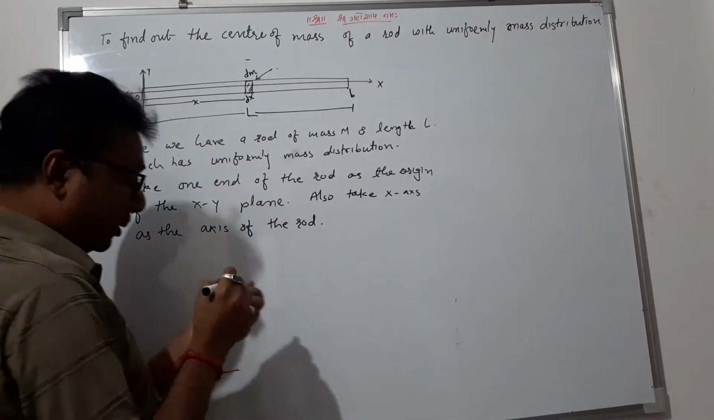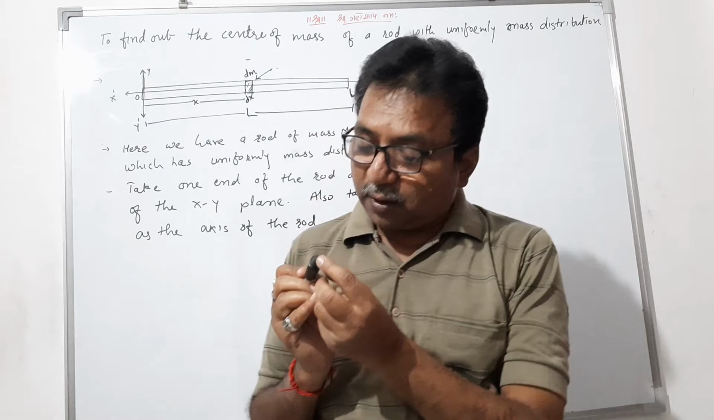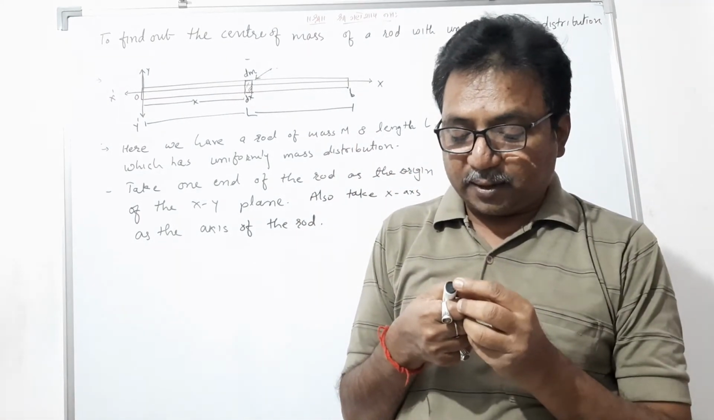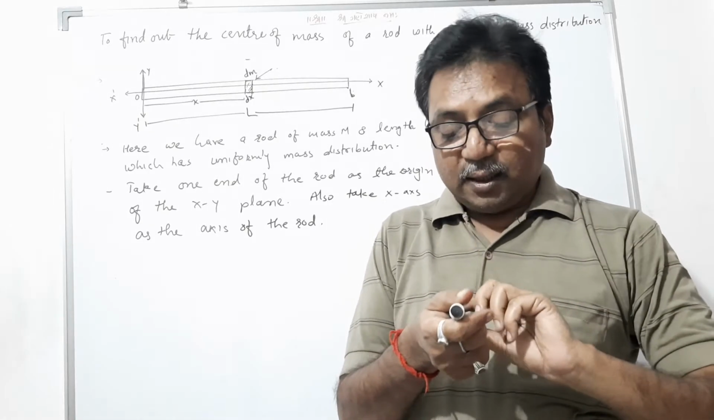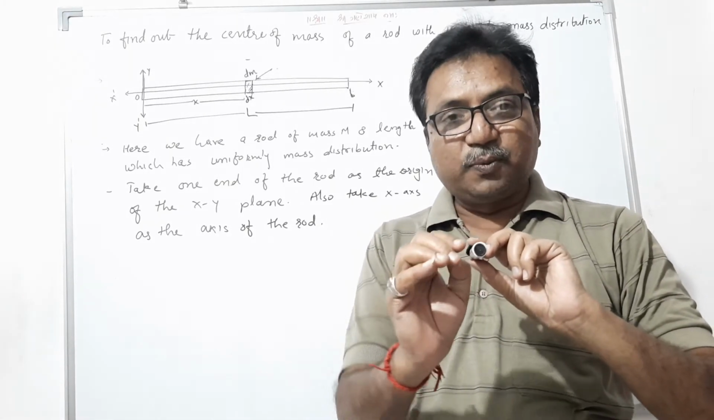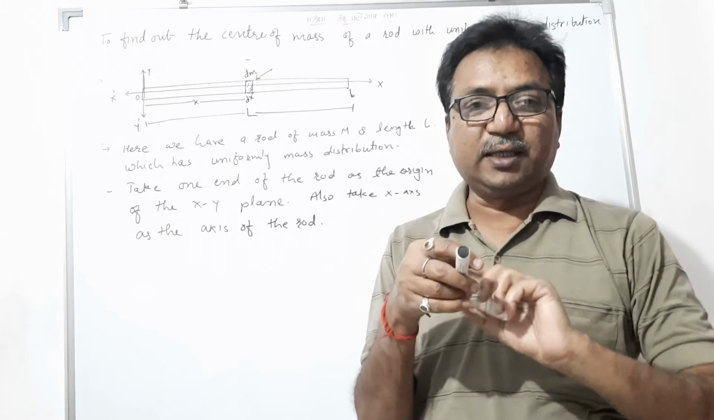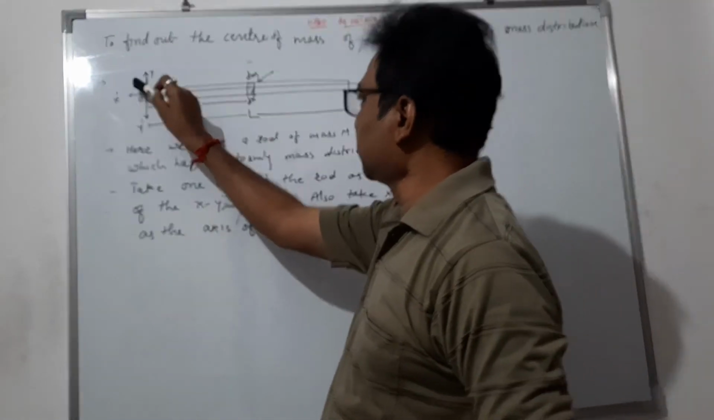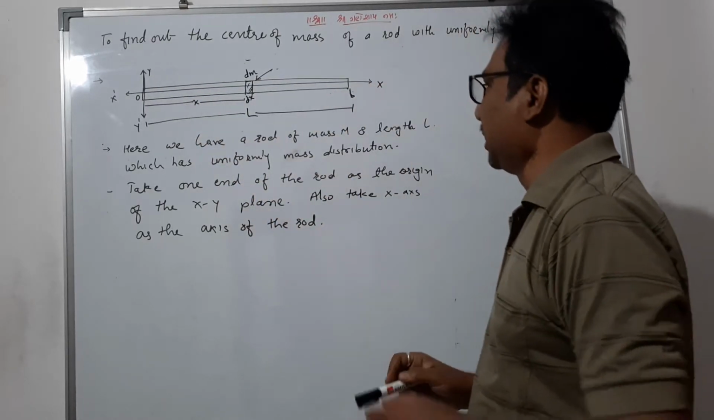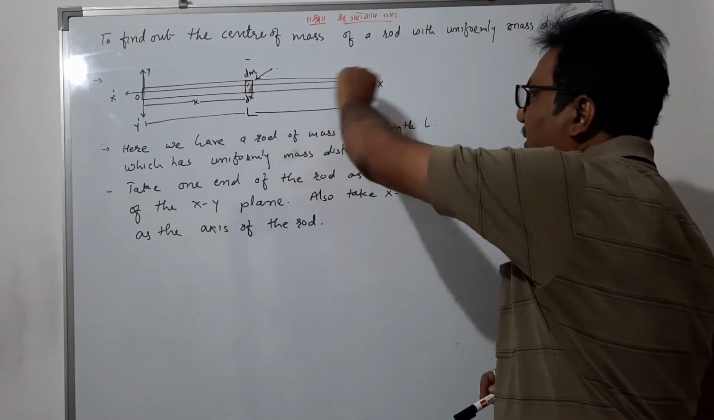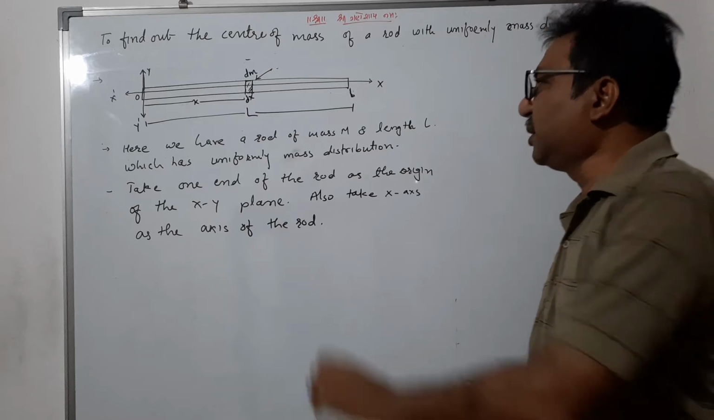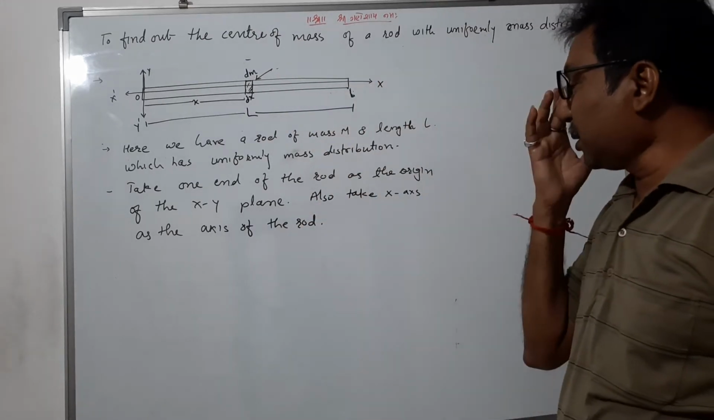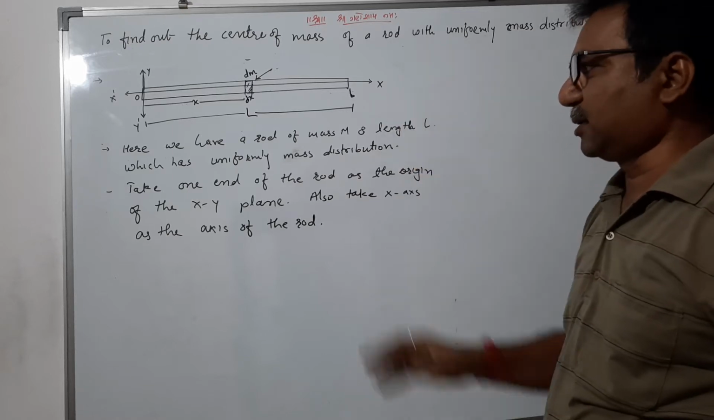See, the center of the pen at this end and the center of the pen at this end, when a line passes through both centers, it is said to be the axis of this pen. Same as the centers of both ends of this rod connected with a line is said to be the axis of this rod, and it is taken as the x-axis.